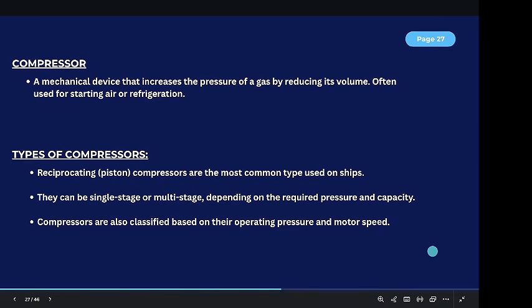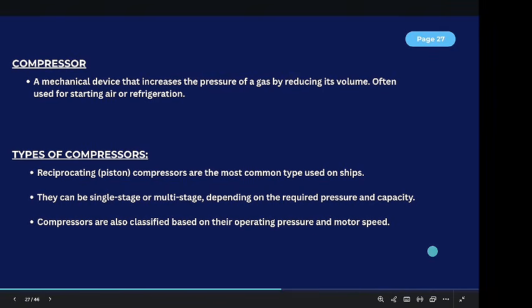So we have here what we call the types of compressors. First is what we call the reciprocating or the piston compressors. These are the most common type used in ships. They can also be single stage or multi-stage, depending on the required pressure and capacity.